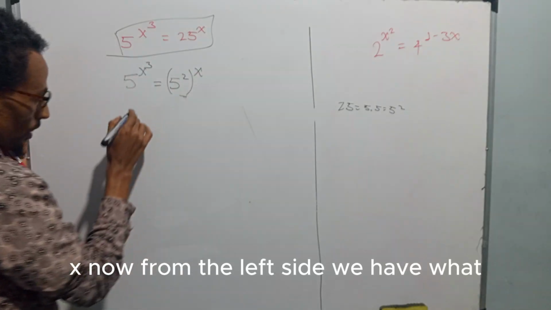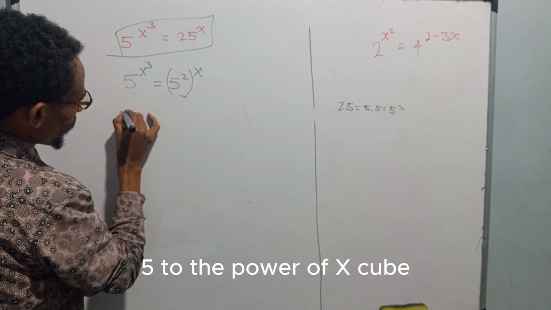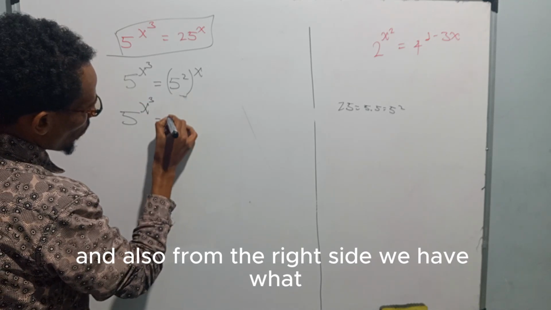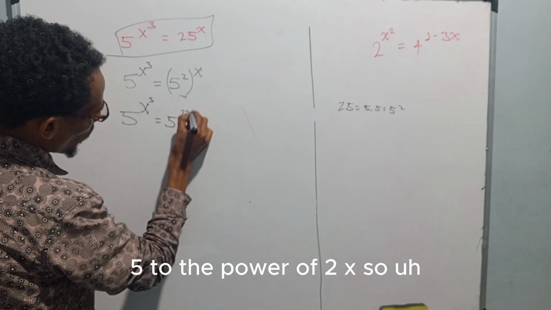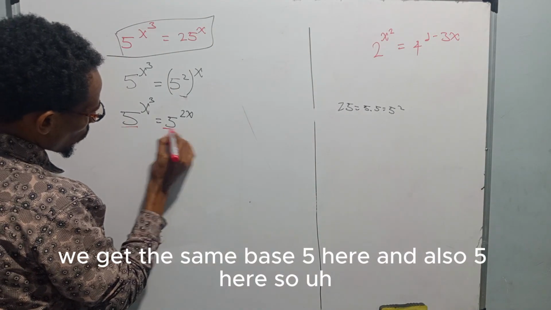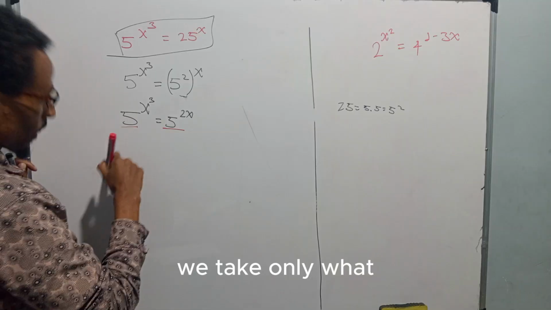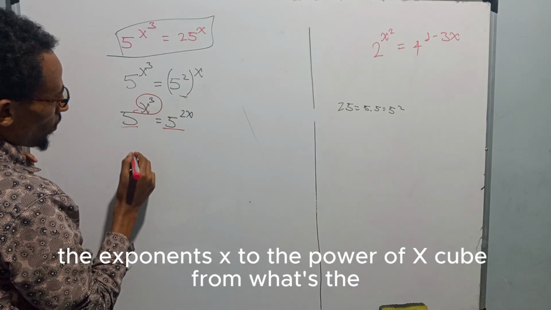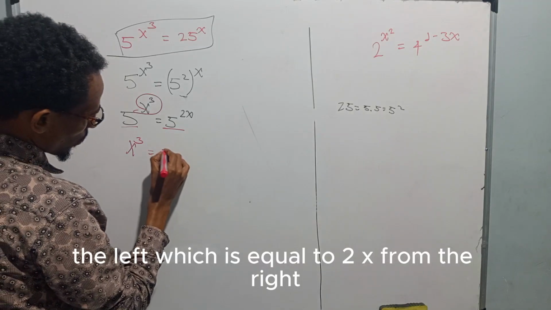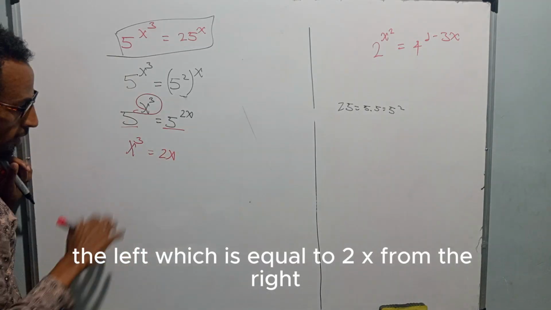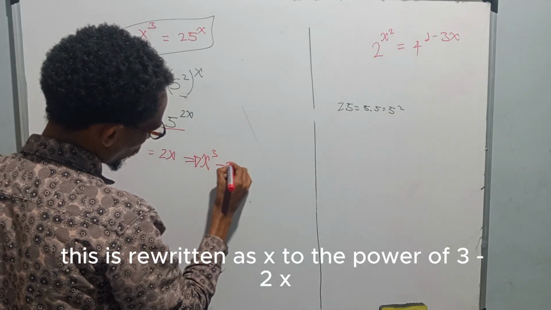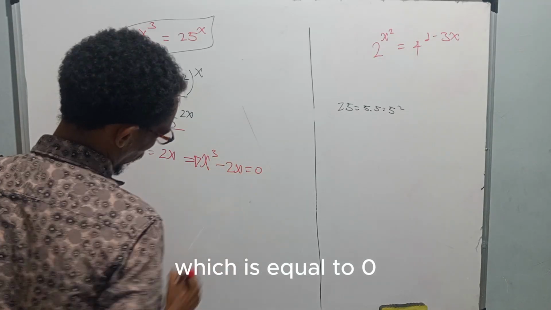Now from the left side we have 5 to the power of x cubed, and from the right side we have 5 to the power of 2x. So we get the same base 5 here and also 5 here. So we take only the exponents: x cubed from the left is equal to 2x from the right. This is rewritten as x cubed minus 2x, which is equal to 0.